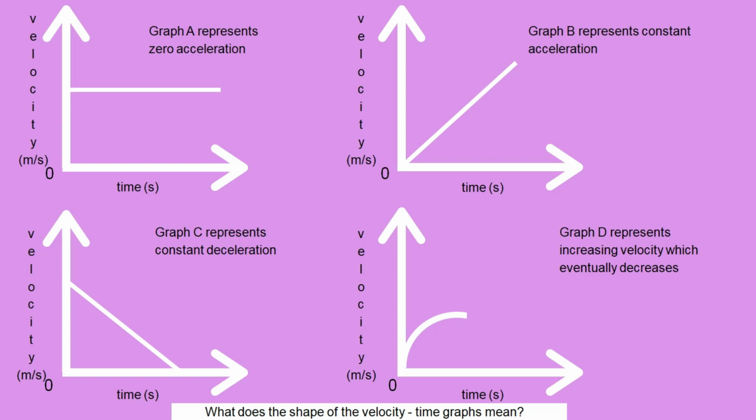What does the shape of the velocity time graphs mean? Graph A represents zero acceleration. Graph B represents constant acceleration. Graph C represents constant deceleration. Graph D represents an increase in velocity, which eventually decreases.